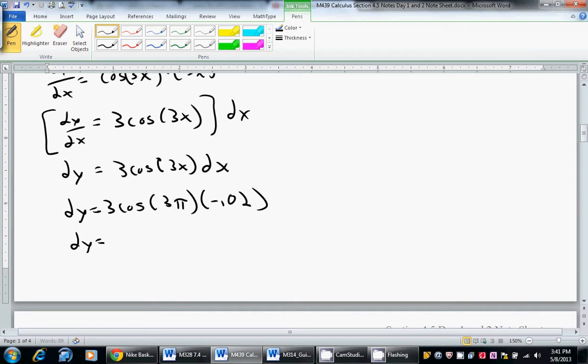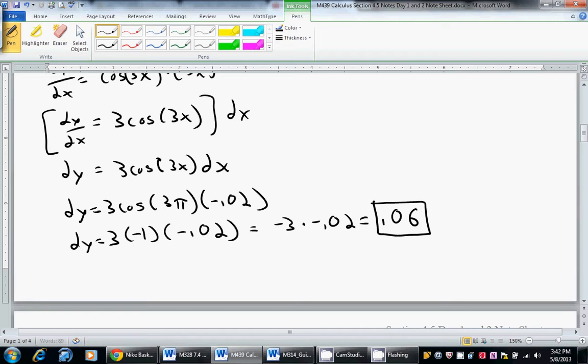So this is going to equal 3. Now, cosine of 3 pi is the same as the cosine of pi, which is negative 1, times negative 0.02. So this is going to equal, let's see, negative 3 times negative 0.02, which is going to be 3 times 0.02, which is 0.06. So this time, as my function goes to the left, it also goes up approximately 0.06 units.